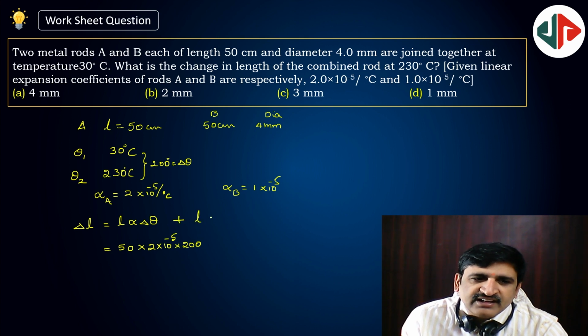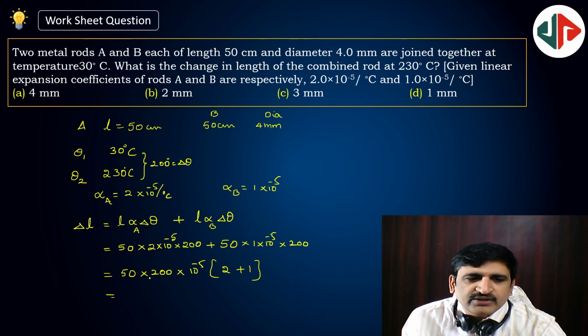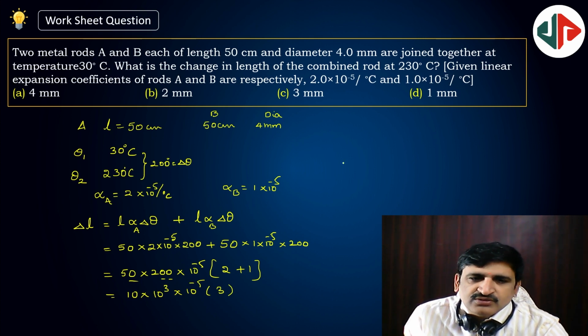Plus the second one, L alpha delta theta, this is for B, and this is for A. A plus B, you need to add, that is 50 centimeter into 1 into 10 to the power of minus 5 into 200. So you can take common 50 centimeter, 200 degrees Celsius, 10 to the power of minus 5. You are left with 2 plus 1, right? So 50 into 200 is 10 to the power of 4, into 10 to the power of minus 5 into 3. So it is 10 to the power of minus 1 into 3.